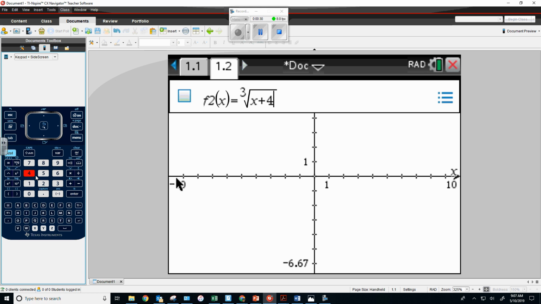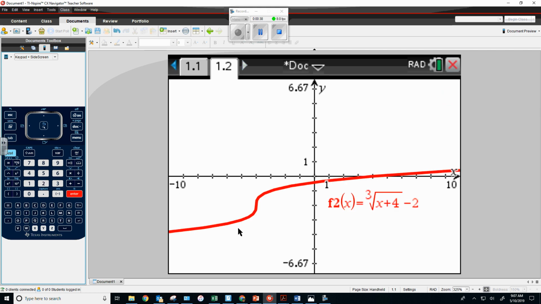And let's see what else we need. Oh, minus 2. So let's make sure we come out of that, and then the minus 2. And there's our graph there. All right, domain and range.